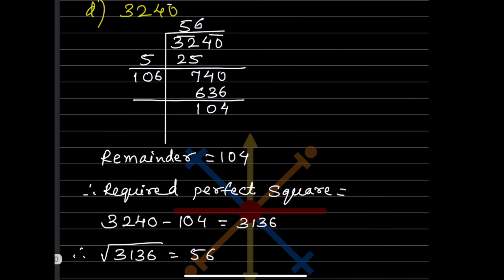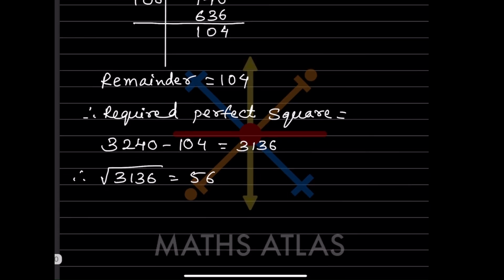So the required perfect square is what? 3240 minus 104, that will be 3136. And when you take the square root of 3136, that is going to be 56.